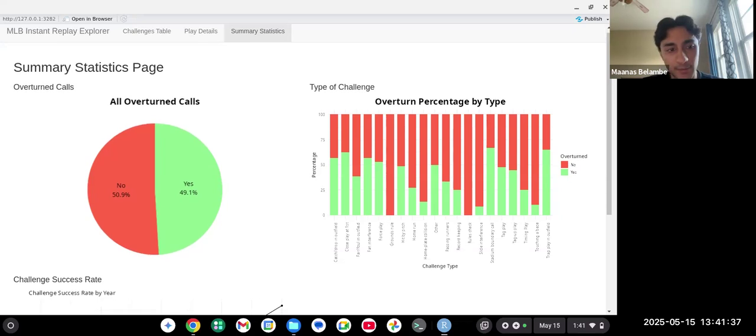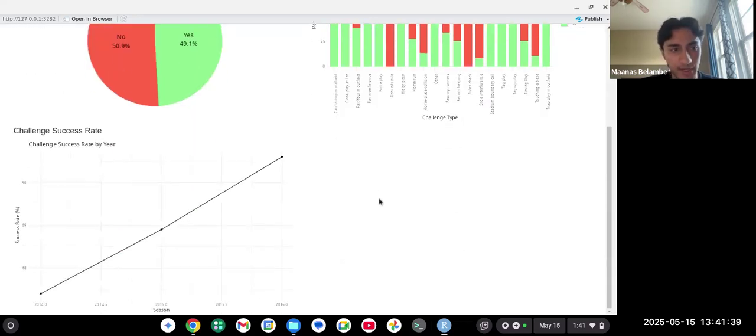And then the final thing that we have on the bottom is challenge success rate by year. Since these are the first couple of years of the challenge being implemented, you can see that across the first 3 years, there was a general improvement across the league in the success rate of how often teams were able to successfully challenge.